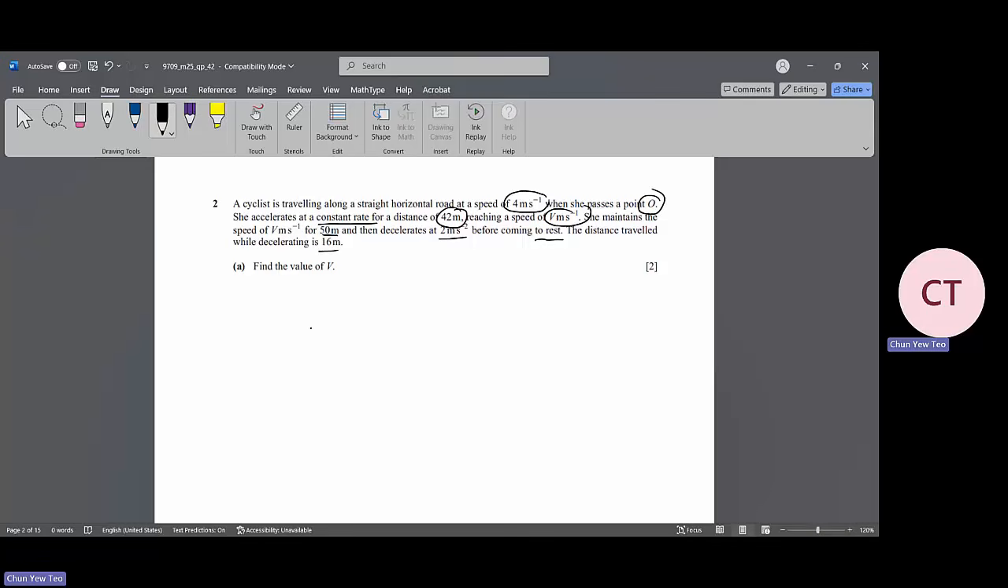Over here, there are a few ways to solve it, but usually I prefer to build the VT graph. It's easier for me to interpret the situation. It's up to you, you don't have to follow my method if you don't want to. First of all, when it passes the point O, the speed is 4 meters per second. Then you accelerate until you reach the speed v. This is the first stage. In the first stage, the total distance is 42 meters. Then you maintain this speed for 50 meters. After that, you start to decelerate until you come to rest. This is 16 meters.